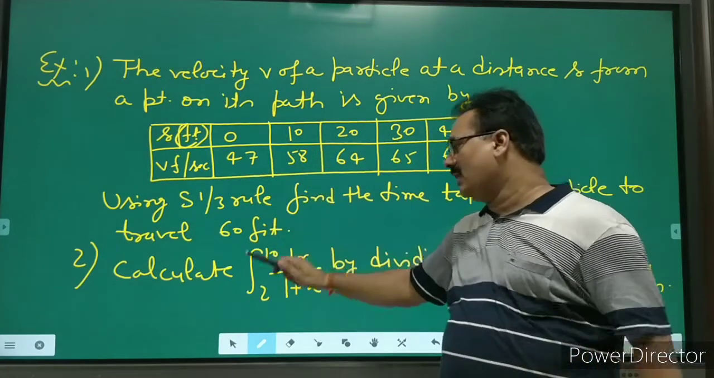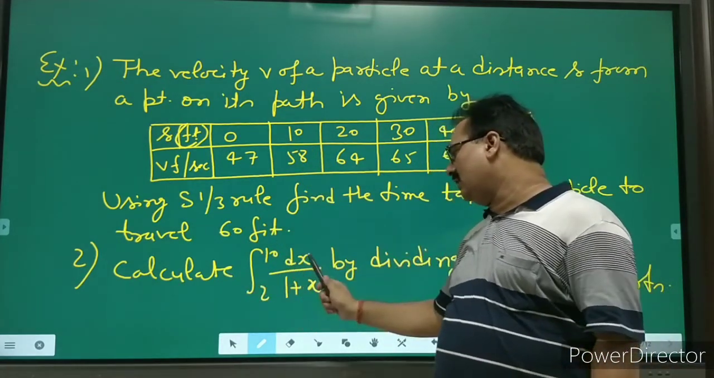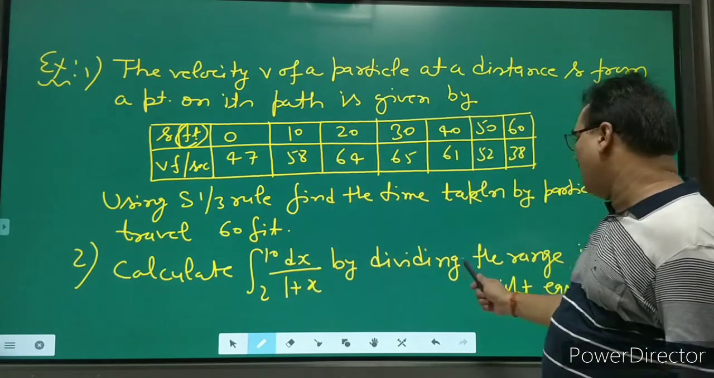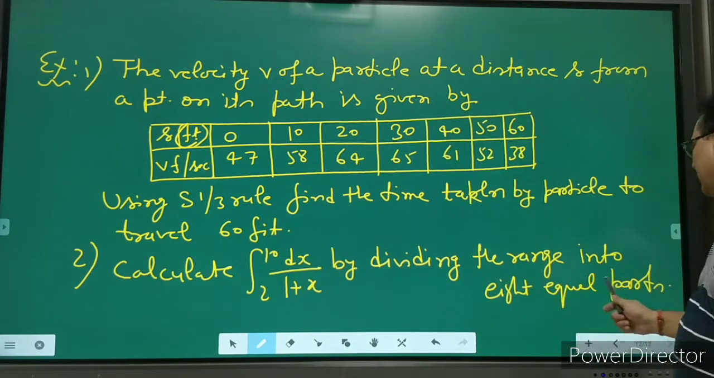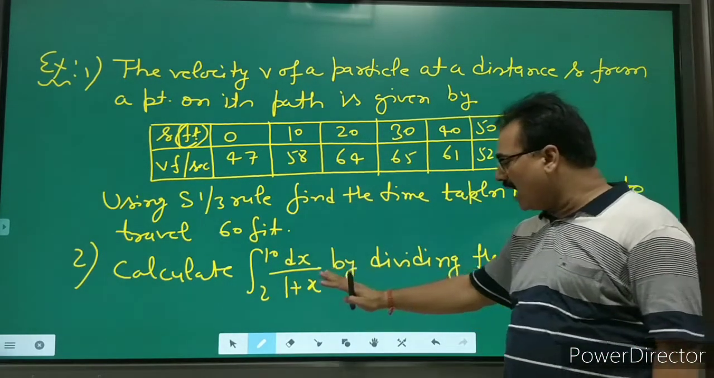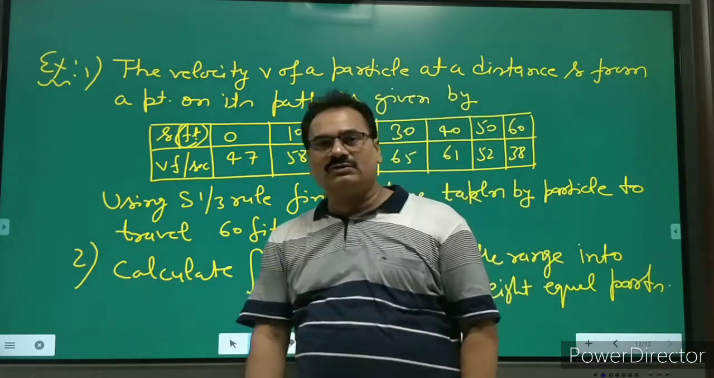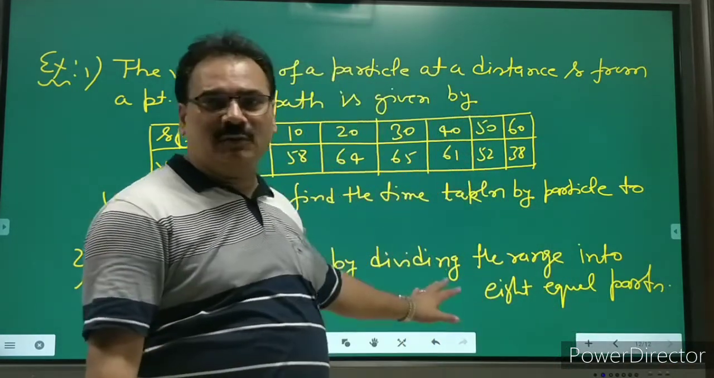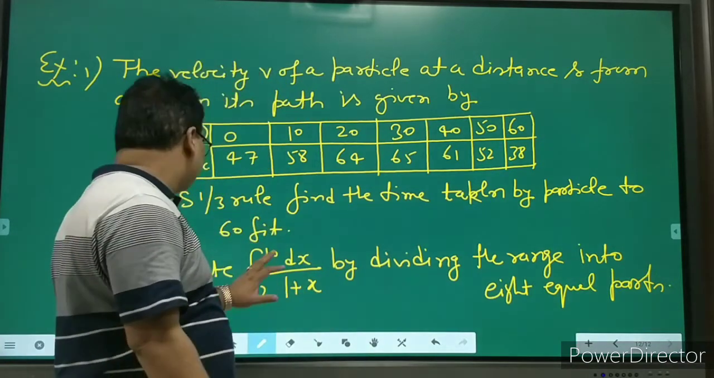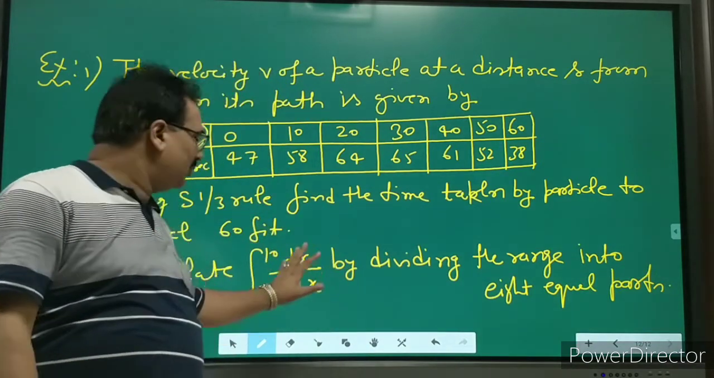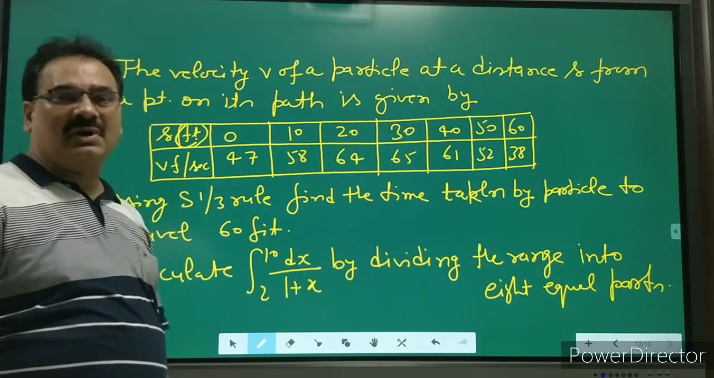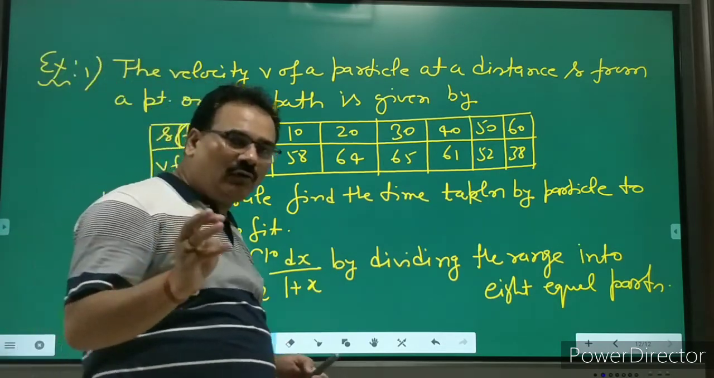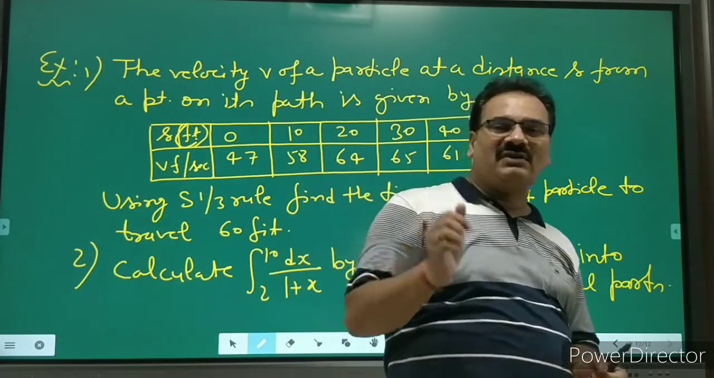So this is the problem. And second, calculate the integral from 2 to 10 of dx by 1 plus x by dividing the range into 8 equal parts. Here I have not restricted the method. You have to decide what should be the efficient method to calculate this numerical integral, out of the trapezoidal rule, Simpson's 1/3 rule, and Simpson's 3/8 rule.